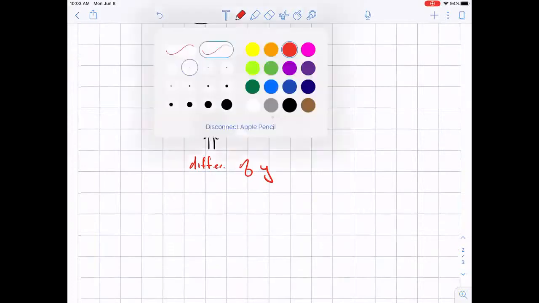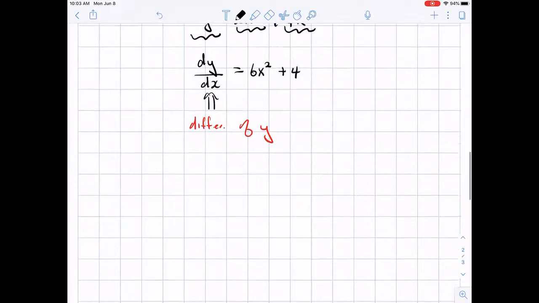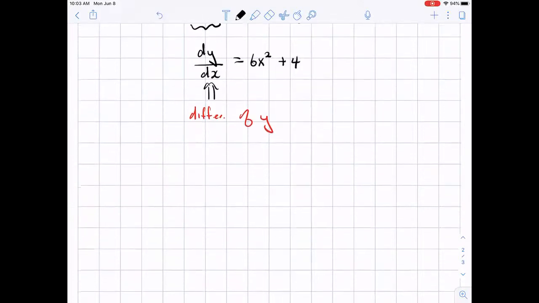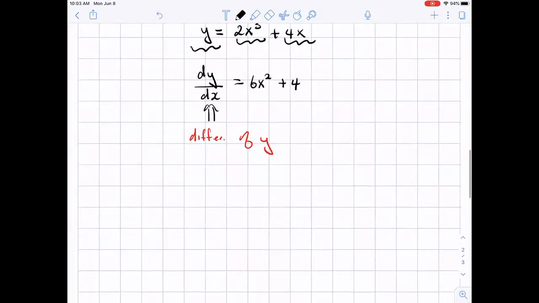So why am I going into detail with this? The reason is because if you have a function that's written implicitly, you will see why I'm doing this. So let's look at an example here.